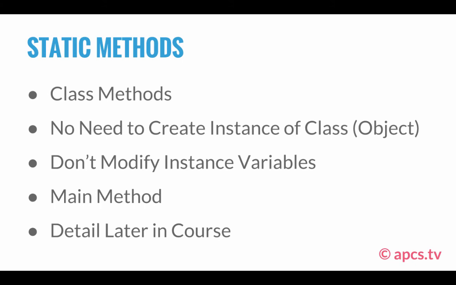We'll be going over the static method in a lot more depth later in the course. One thing about static methods is they don't modify the instance variables. The instance variables, as you can tell, are part of the instance of a class, or the object. Since there's no need to create an object, they won't be modifying the instance variables either. As I said, this seems very abstract, but we'll go into great detail later in the course.